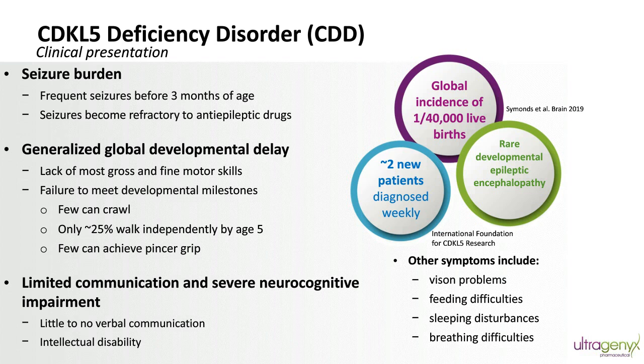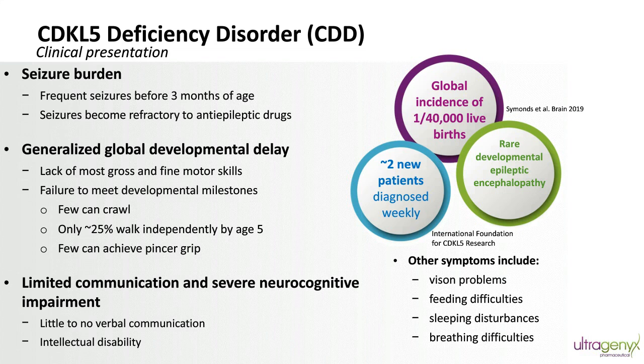So in addition to the seizures, these kids also have a generalized global developmental delay. Many of the developmental milestones that parents and caregivers look for when they're watching their children grow are never met in these patients. They lack many gross and fine motor skills. Very few of them can crawl, and even fewer are able to walk independently by the age of 5 years old. That typical pincher grip that you're used to seeing kids use when they're sitting in their high chair and grabbing at their Cheerios, these kids can't coordinate that type of movement.